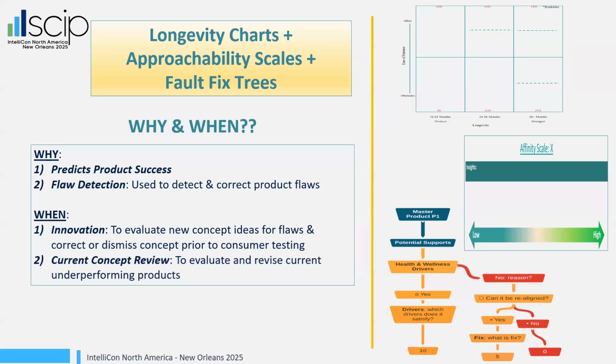You may have a different situation where you actually have a product lineup, but you want to pull it back and look at it again. Some of the items may not be performing as you think they should. So this is also used for what we call a current concept review. It's to evaluate and revise current underperforming products and tell you what's going on with them and how to fix the situation. We're going to use a very simple little case study of soups, a series of soups that we invented just for this purpose, and I will walk you through how this works.